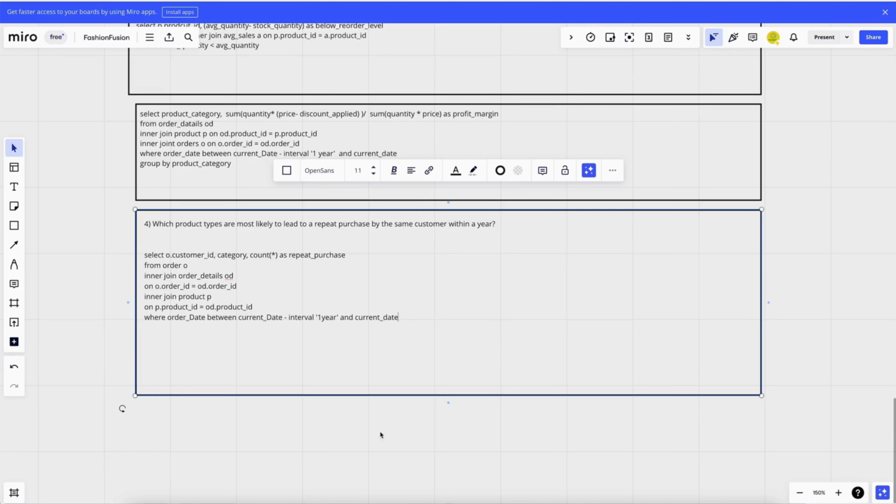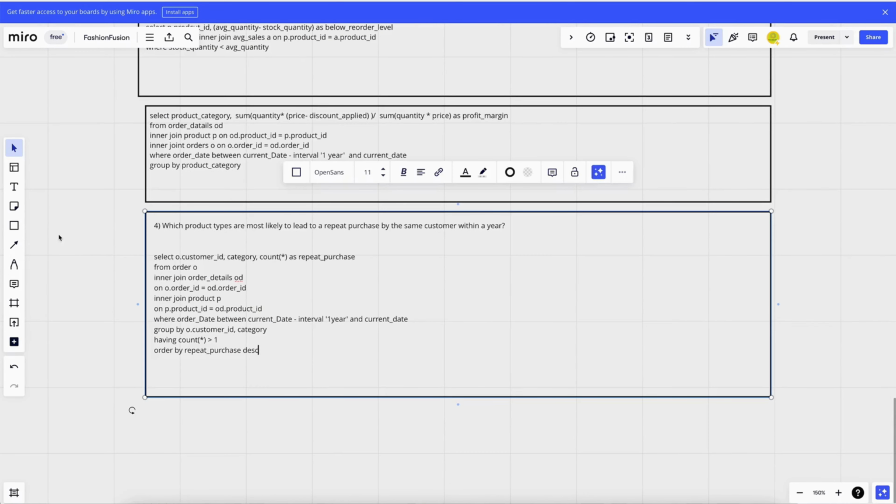So basically this will give us a 1 year time interval, and do a group by on customer and category. And the condition we need to check here is the count should be greater than 1 to know it's a repeated purchase. And then do an order by, I'll just say repeat purchase descending. So that should give us the product type purchased by the customer. If it is greater than 1, that's a repeat purchase.